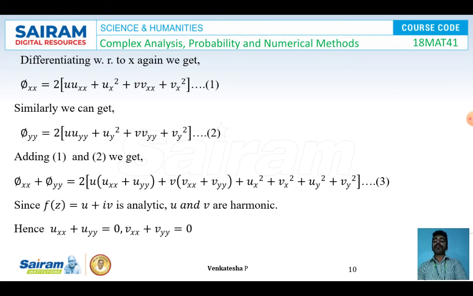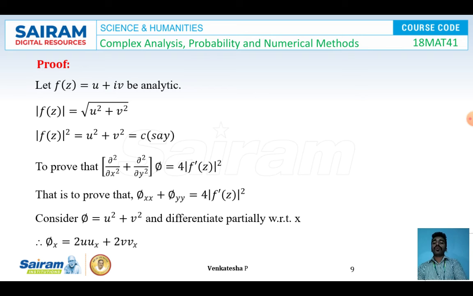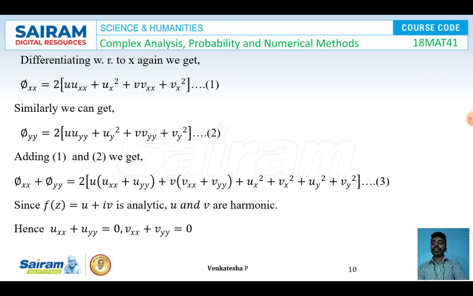Now I'm going to combine πxx + πyy. To get the expression ∂²π/∂x² + ∂²π/∂y², I'm going to combine equations 1 and 2. I will be adding equations 1 and 2. If I add equations 1 and 2, I'll get πxx + πyy. Since 2 is common here, I can take 2 as a common factor. Taking 2 common, I'll write uxx + ux² + vxx + vx² + uyy + uy² + vyy + vy².